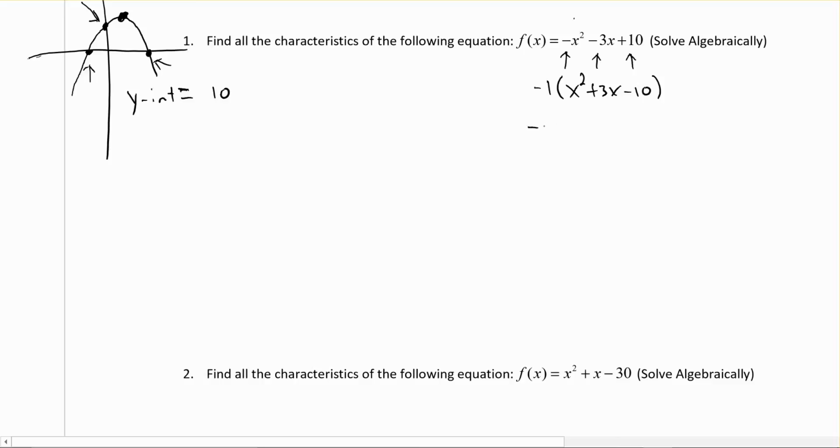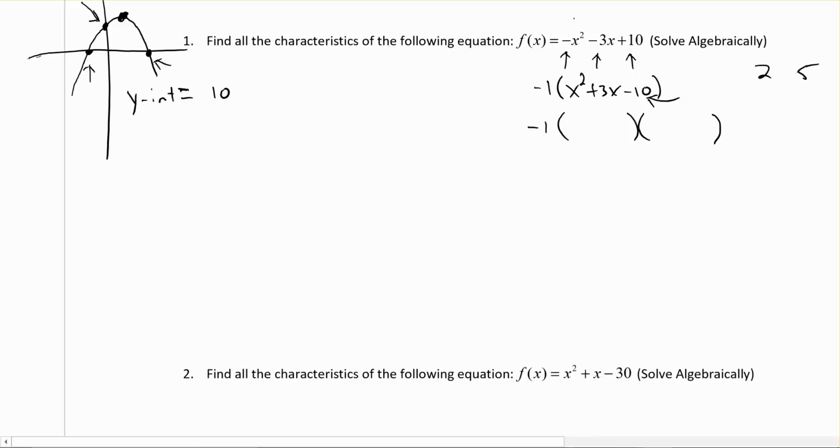So now I can keep the -1 out front, but I'm going to rewrite this as two factors. So it's going to be put into factored form. What I'm looking for is numbers that multiply to -10 and add to 3. So I'm going to write down numbers that multiply to 10. Well, 2 and 5 do, and that works out pretty good.